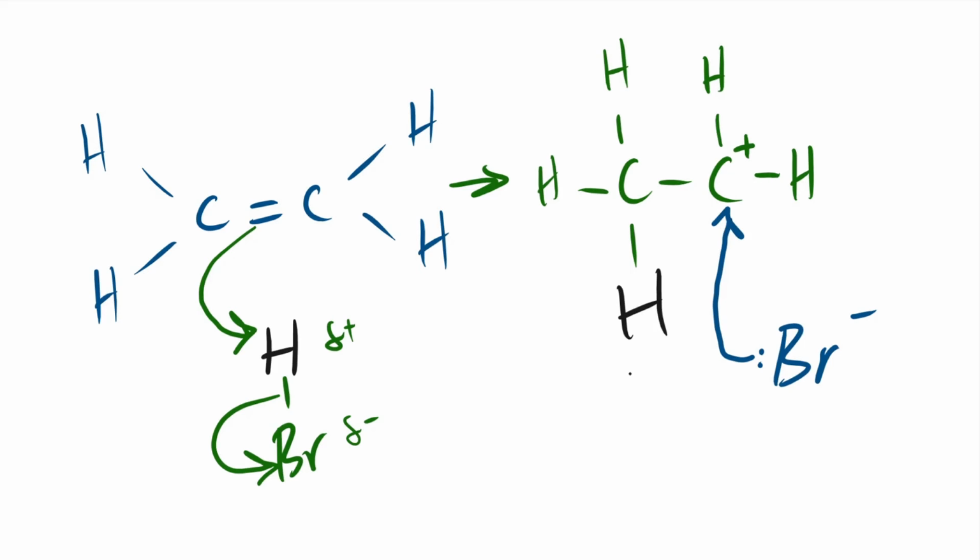I'll draw out our product real quick. We're going to have CH3CH2Br. Bromoethane right here. We're going from an alkene to a halogenoalkane or a haloalkane, however you want to call it. So it's not a dihaloalkane, it's just a single haloalkane. Right, so next one, sulfuric acid.